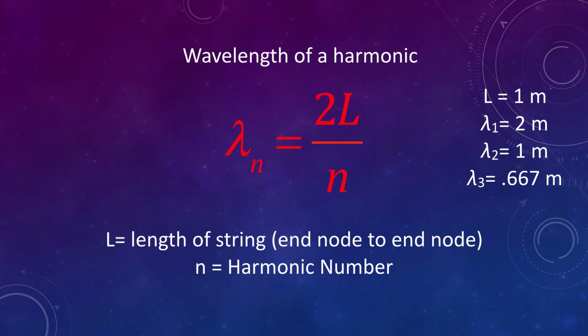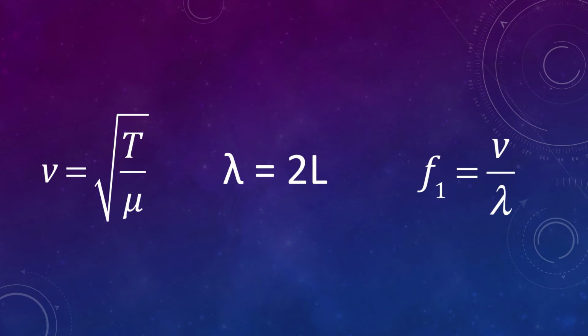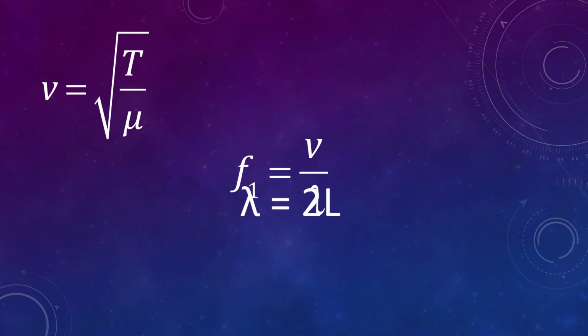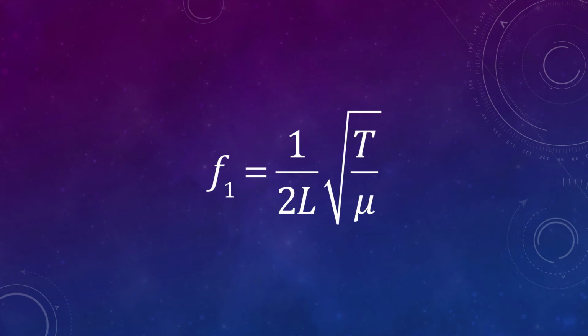Now it's time to put more pieces of the string puzzle together. You may recall that we can determine the speed of a wave in a string using the formula v equals the square root of T over mu. Sorry, the dreaded square root has returned. And we just determined that for F1, lambda equals 2L. The wave equation says that F1 equals v over lambda. So replacing lambda with 2L, we get F1 equals v over 2L. And replacing v with the square root of T over mu, we get F1 equals 1 over 2L times the square root of T over mu.